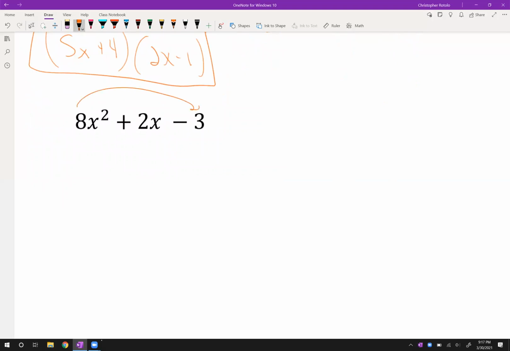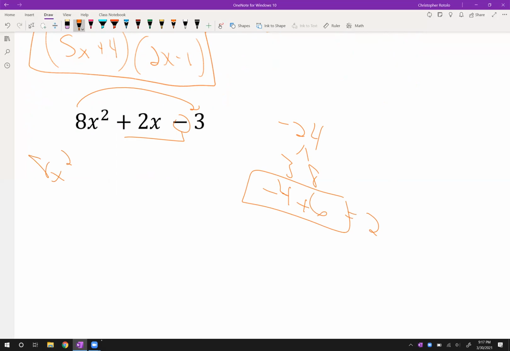8 times negative 3, well, that's negative 24. Then I want to make sure that I want the ones that are 2 apart. All right, so that's what, 3 and 8, 1 and 24 doesn't do it, 2 and no. So 4 and 6, all right, 4 and 6 are the numbers we want. Positive 6 and negative 4. Why do we want that? Because this results in positive 2, that's what we want in the middle.